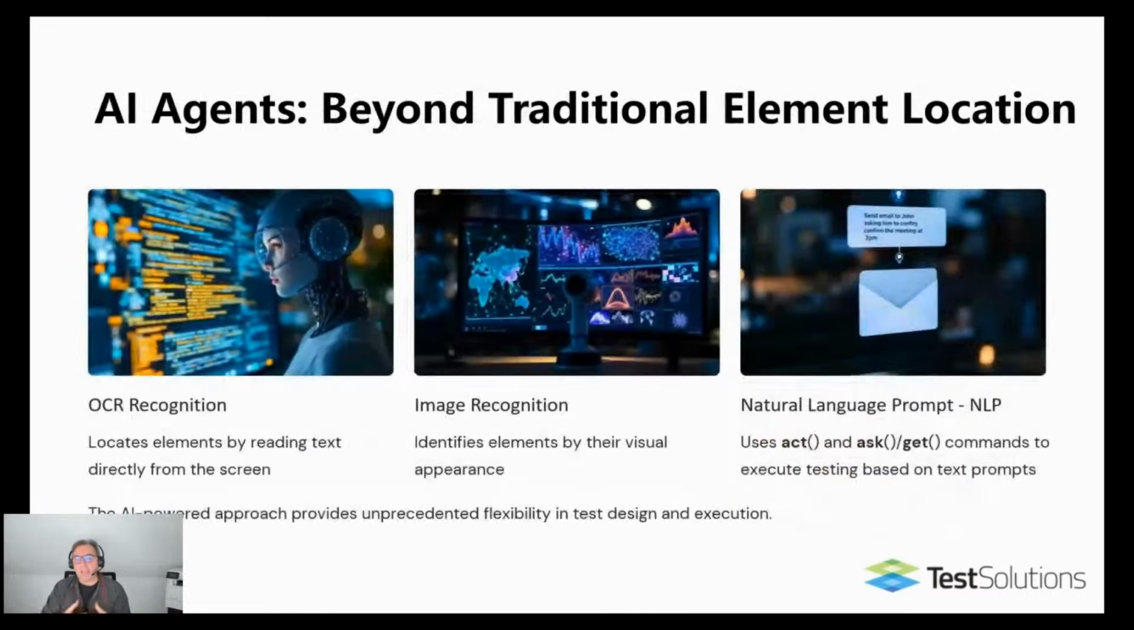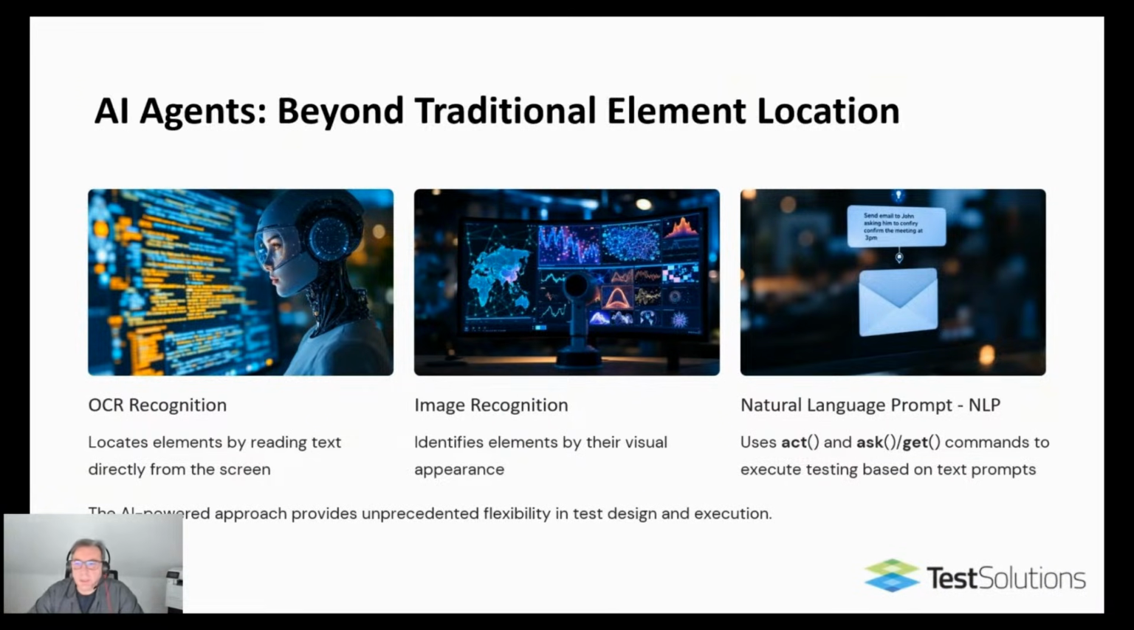So the AI agents are working on the traditional element location. With the OCR recognition, they are basically locating your text elements visible on your screen. So they are detected by the OCR recognition, and there are some other tools used for image recognition, like the vision agent, for example. And you can use natural language prompts. You can just describe what you want to achieve, your goal, your execution steps, and the SQI ask, act, or get commands will be executing all these instructions on your behalf.